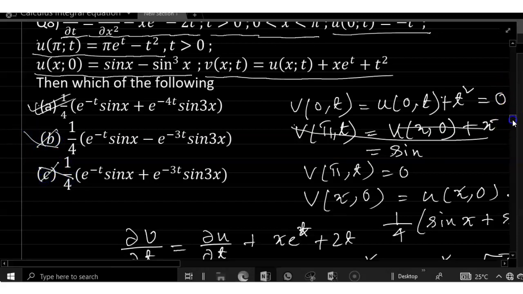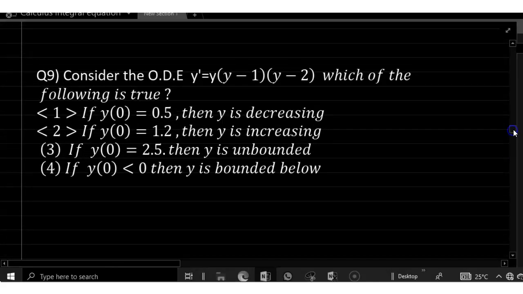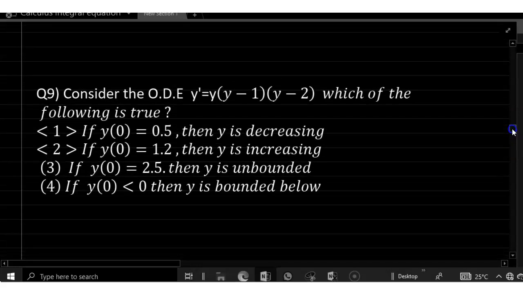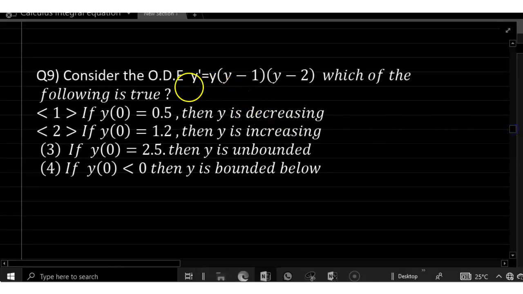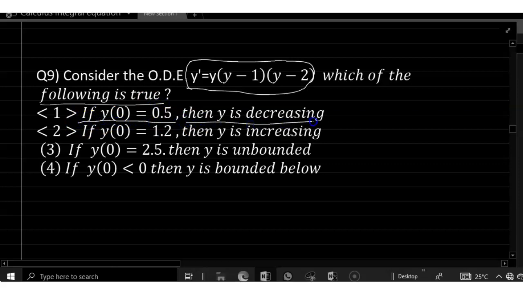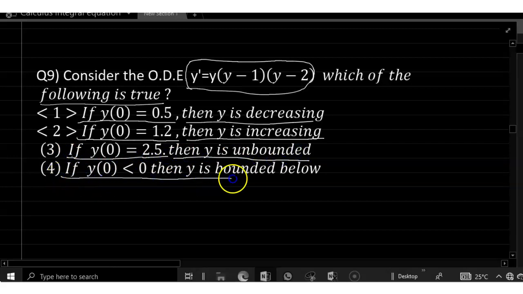Now next we will go to solve another problem. Consider the ODE y' = y(y−1)(y−2). Which of the following is true? If y(0) = 0.5, then y is decreasing. If y(0) = 1.2, then y is increasing. Then y is unbounded, y is bounded below.